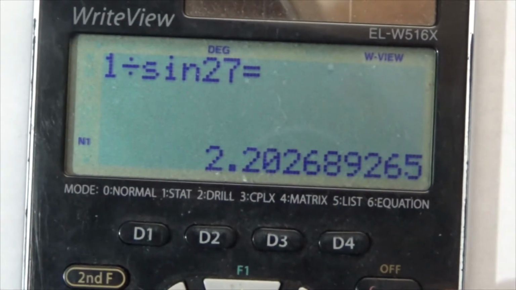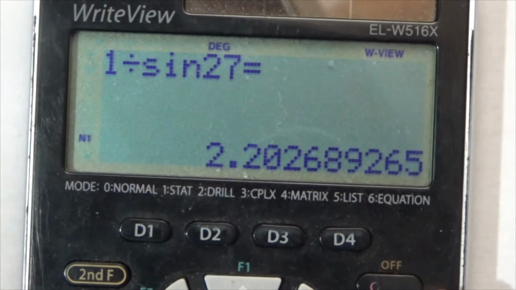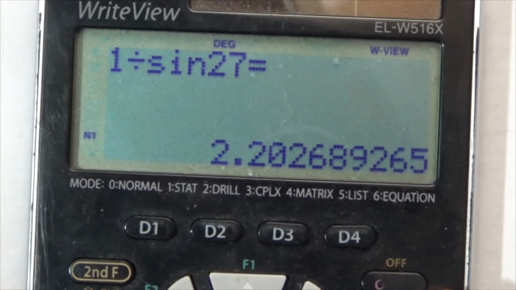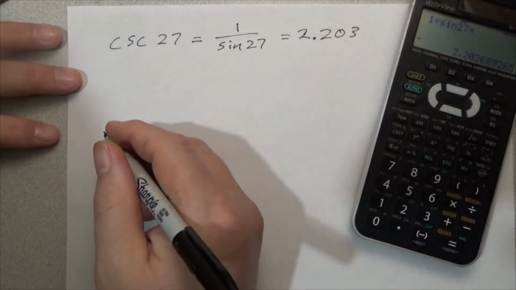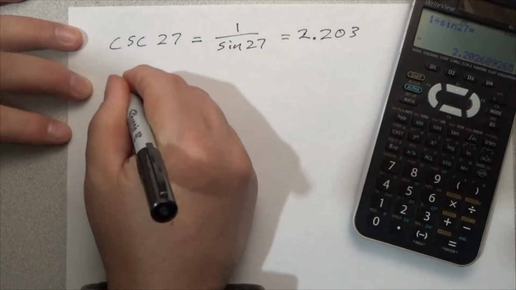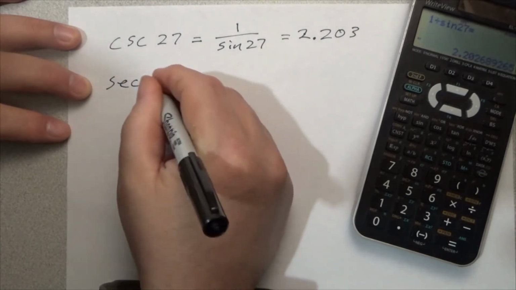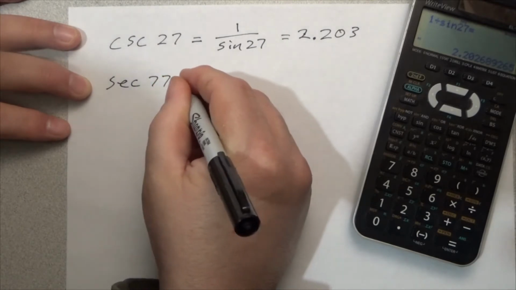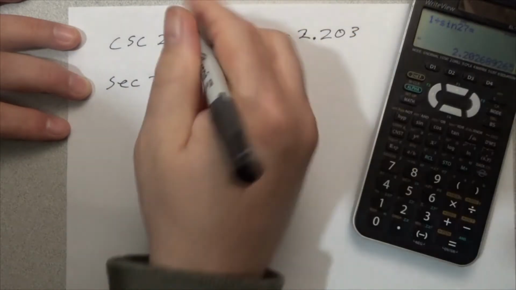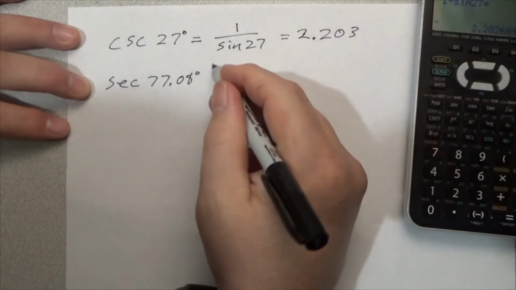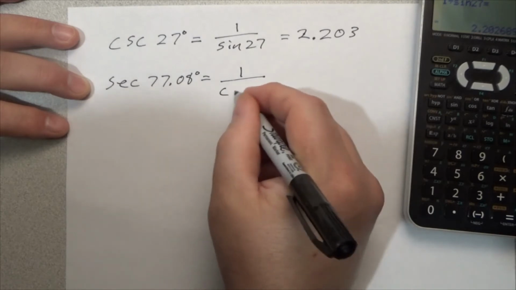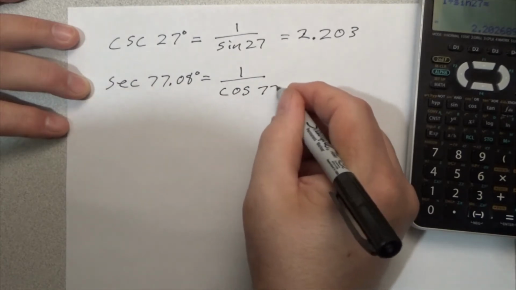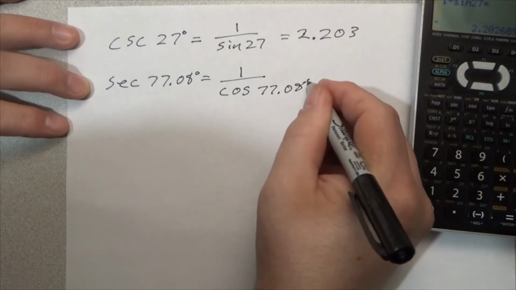So let's take a look at another one. Let's look at 14. All right. 14 says that secant of 77.08 degrees, that is equal to 1 over cosine of 77.08 degrees.